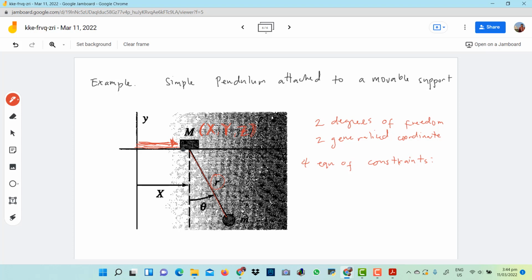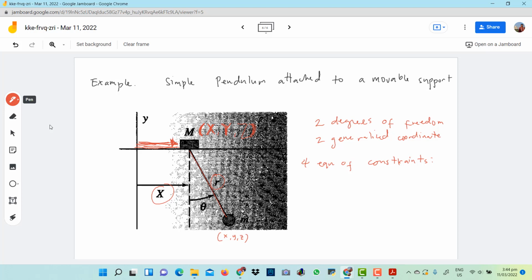Originally, without considering the constraints. For the small m, the coordinates are small x, small y, or small z. Take note of this. What should be my equations of constraints? You can see that big M is moving at big X position. I have 4 equations of constraints. Take note, big M, the movable support, is moving along X only. Right? Big M is moving along X.